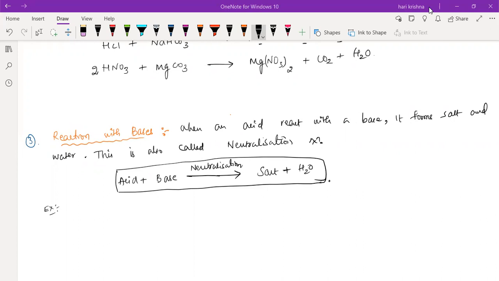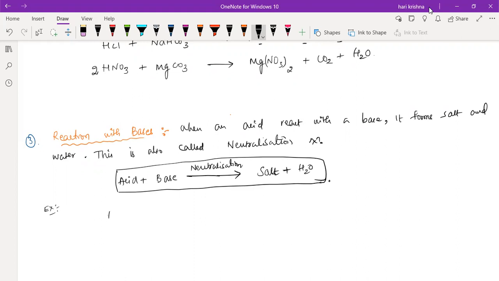Whenever a honeybee, ant or other insect bites, we will feel the pain, right? At that time, if you apply some base, it can reduce the intensity of the pain. That is also a neutralization reaction. So acid plus base will always form the neutralization product, which is a salt plus water.